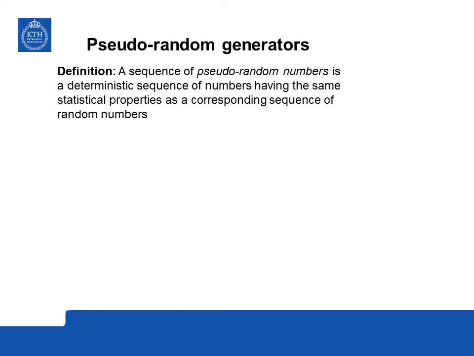And this brings us to the definition of a pseudo-random number or a pseudo-random generator. A sequence of pseudo-random numbers is a deterministic sequence of numbers having the same statistical properties as a corresponding sequence of truly random numbers. And throughout history, there have been a number of attempts to generate such numbers. One example from the 50s is the congruential generators. And there have been attempts even earlier in the advent of digital computers. Von Neumann's famous middle square method from 1940 is probably the forerunner.